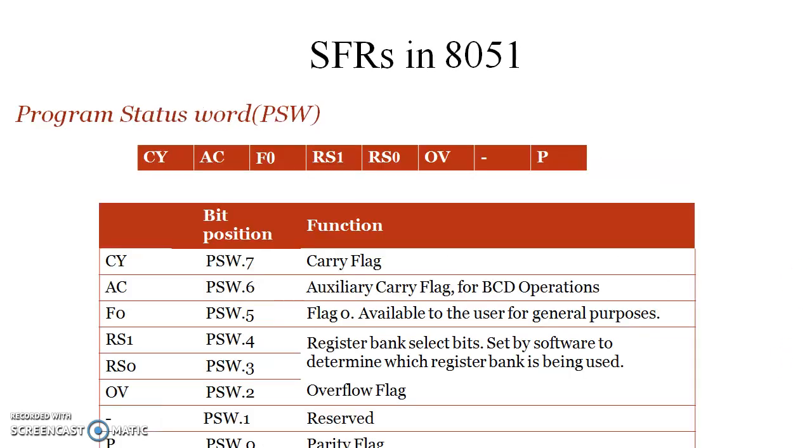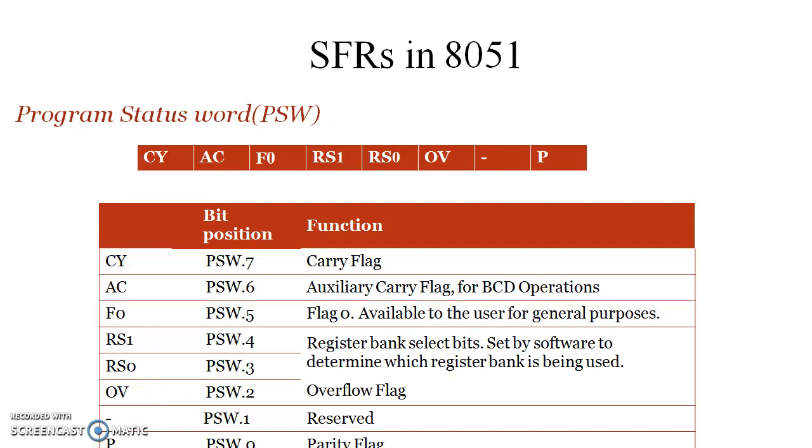Program status word. Now this is nothing but the flag structure of your 8051. That means after the execution of an instruction, whether the carry flag will be set, whether the auxiliary carry flag will be set, whether any overflow will be there, or whether the parity flag will be set. So the setting of that particular flag can be observed with the help of the program status word.